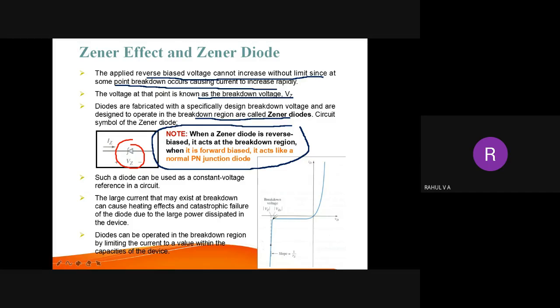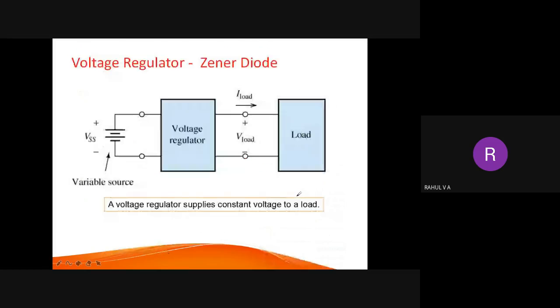You can see the curve here. Vz is this point. After Vz, current increases but voltage does not change. So Vz is your output voltage actually. If you want 5.1, you select a Zener diode with a voltage of 5.1. The output will not be more than that. There is a DC source. We are connecting the Zener voltage regulator and then it is connected to the load.